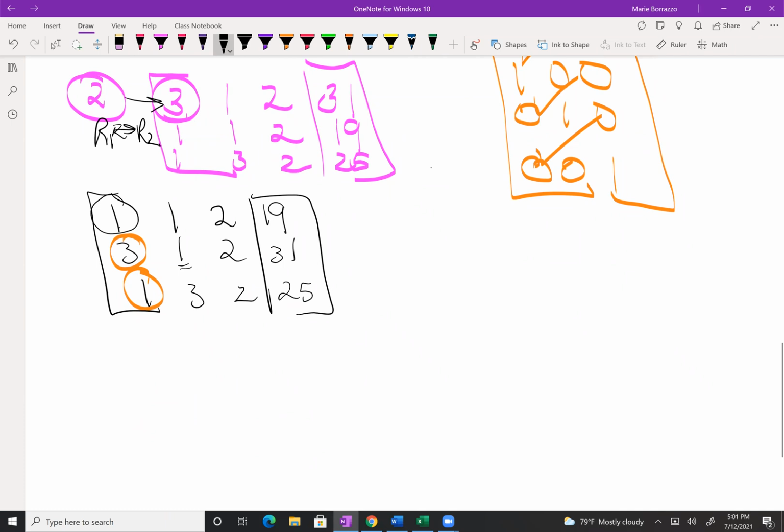So if I focus on making that a 3 into a 0, I'm going to simply say, okay, then -3 times row 1 plus row 2 would work. I could also do -1 times row 1 plus row 3. That would make that a 0.